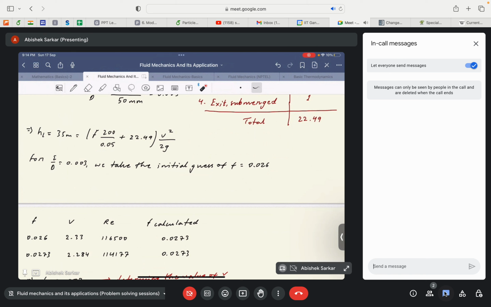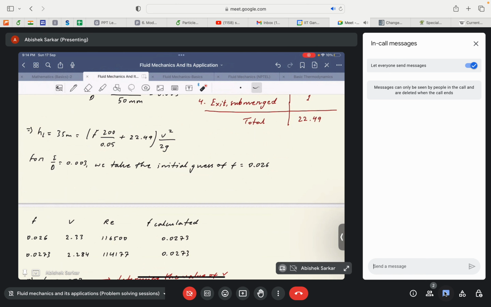So again, it is usually taken for a fully turbulent region, so F is equal to 0.026. From that we again determine the value of velocity by substituting the value of F in this equation. We determine the value of the velocity, and from that we get the value of Reynolds number. Then again from the Colebrook calculator we get the value of F is equal to 0.0273.